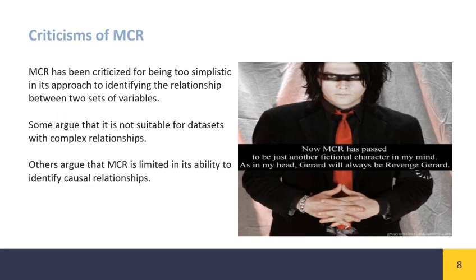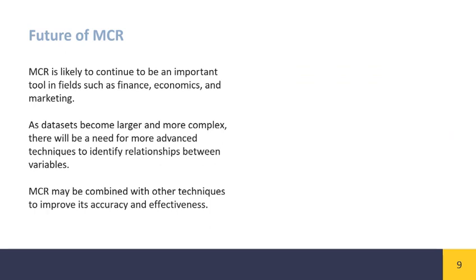So these are some criticisms of maximal correlation regression. And we also discuss the future of maximal correlation regression. It is likely to continue to be an important tool in fields such as finance, economics, and marketing. As datasets become larger and more complex, there will be a need for more advanced techniques to identify relationships between variables. Maximal correlation regression may be combined with other techniques to improve its accuracy and effectiveness.